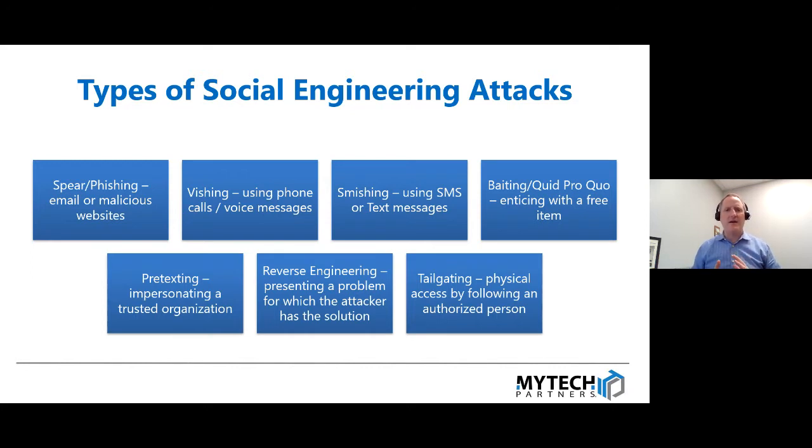Another one is called baiting or quid pro quo. It's enticing with a free item. For example, people giving up their password for a piece of chocolate. That's an example of baiting. Or quid pro quo is like, if you download this piece of software, it'll solve the problem. So it's kind of like getting them to do something because you're trying to help them solve a problem or give them some free piece of information or item.